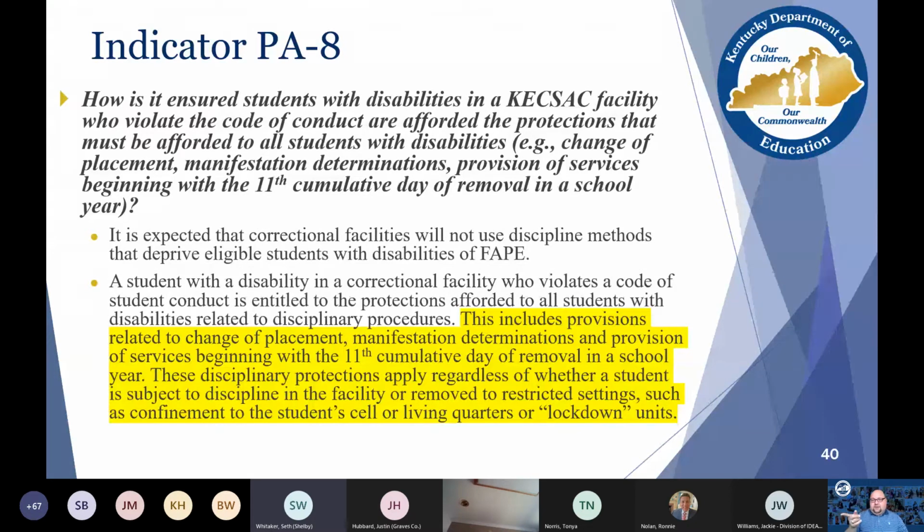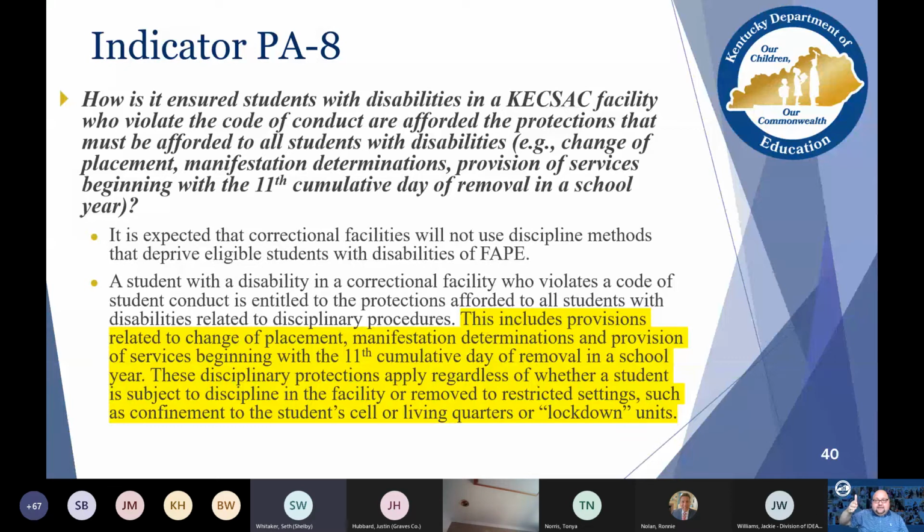I'm going to talk about this one a little bit more, and I know we're running out of time, but I want to make sure we talk about this one. A student with a disability who violates a code of conduct is entitled to protections afforded to all students with disabilities related to disciplinary procedures. This includes provisions related to change of placement, in other words, least restrictive environment, manifestation determinations, and provisions of services beginning with the 11th cumulative day of removal in a school year. When are they removed from the classroom? And again, that's going to follow them facility to facility to facility.